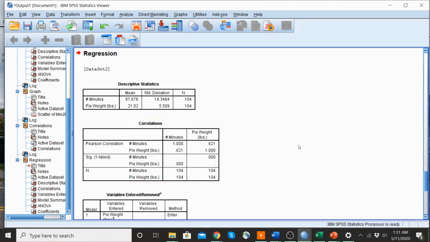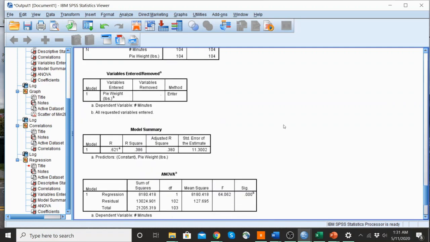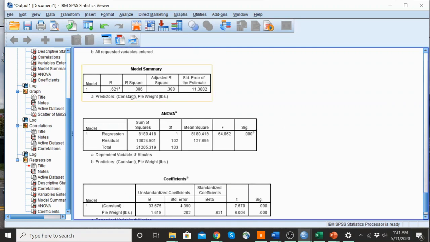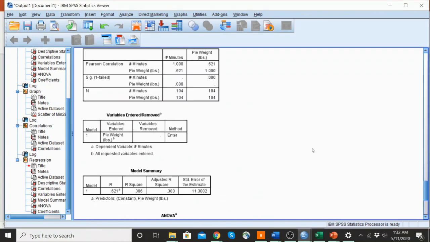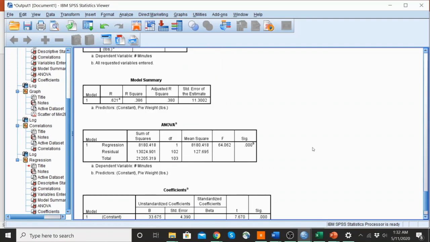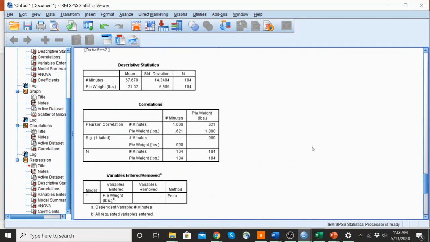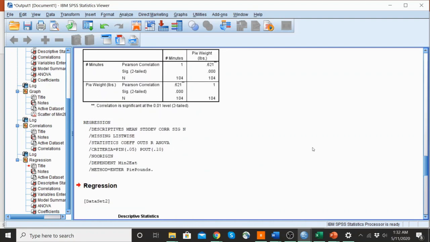We ran the correlation. It's run it again, which it always does with a regression. We have also gotten our R and our R square. We've gotten our ANOVA. And we've gotten our coefficient. And this is where we're going to find a lot of important information. So we have all of the outputs. And what you're going to need to do is you're going to need to write this up.